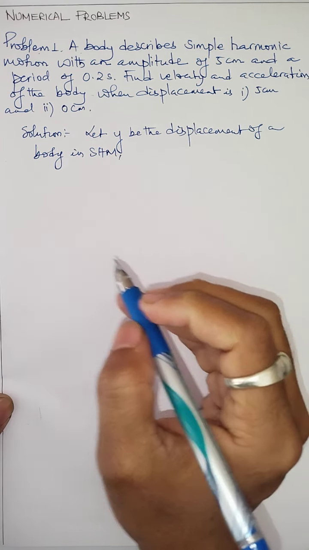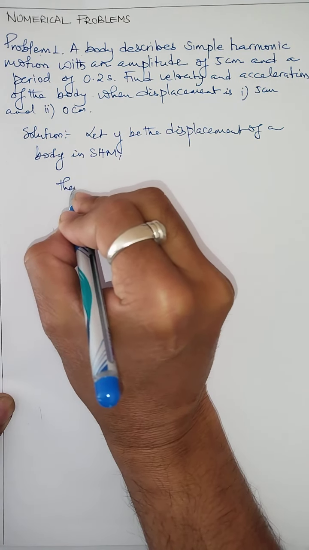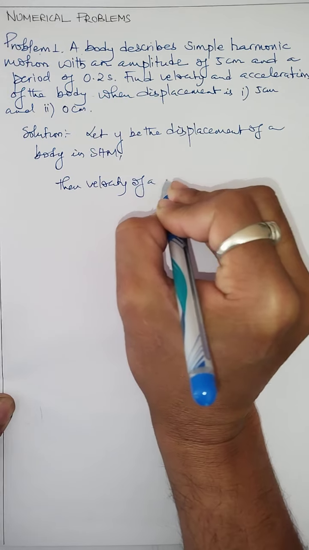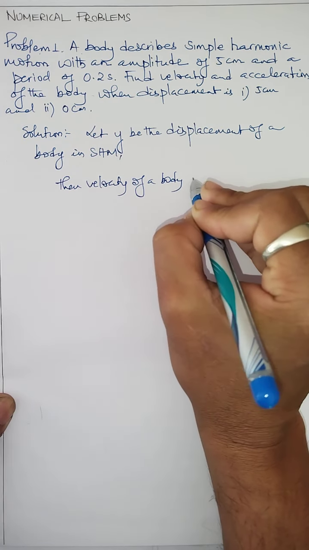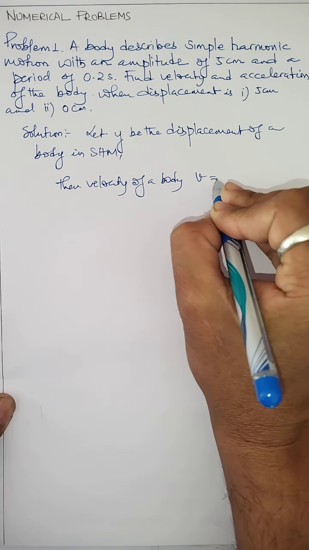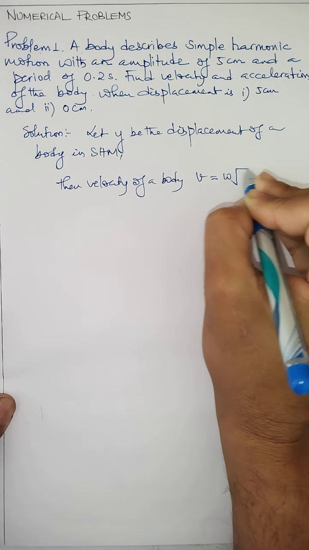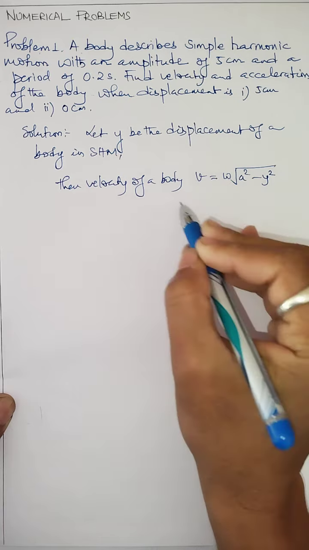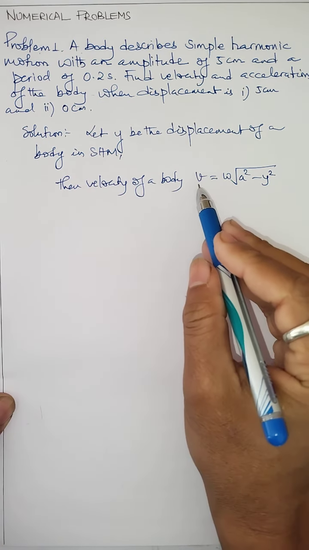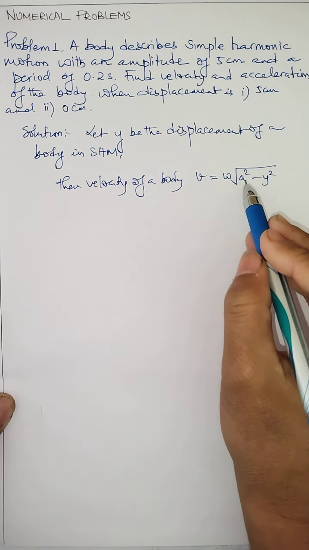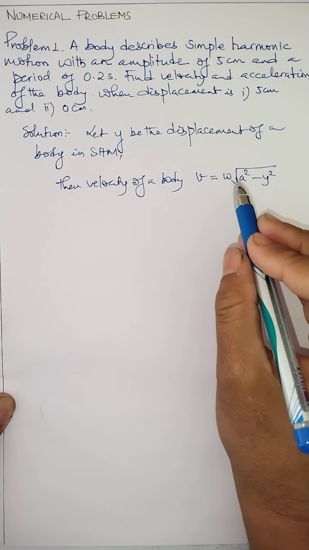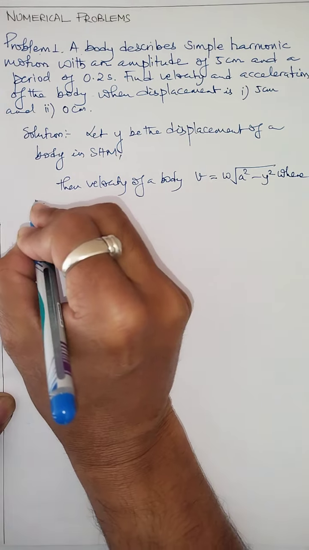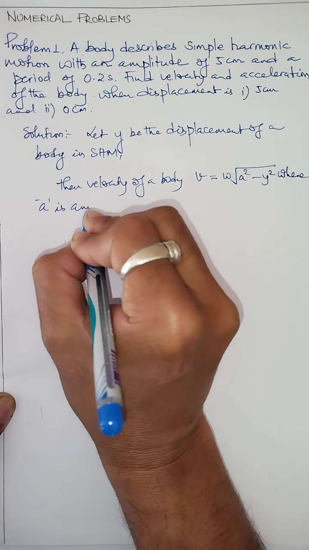Now, when the displacement is y, we have derived the velocity of a body at any instant of time. Then the velocity of a body in simple harmonic motion is given by v equals omega square root of a square minus y square. Yes, children, we have done this part. Here a means the amplitude.